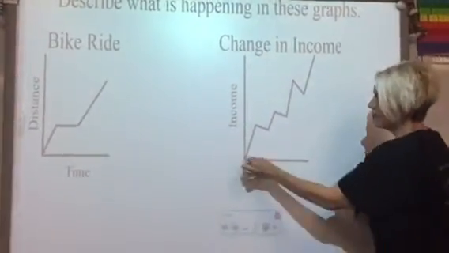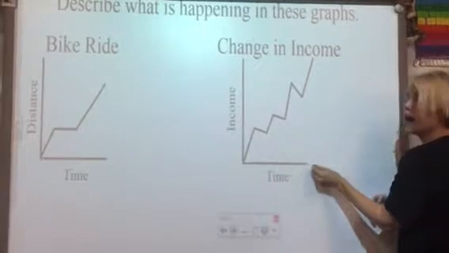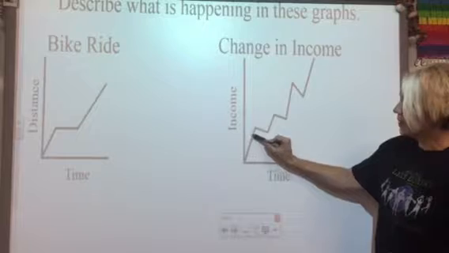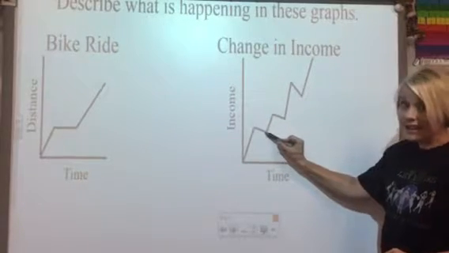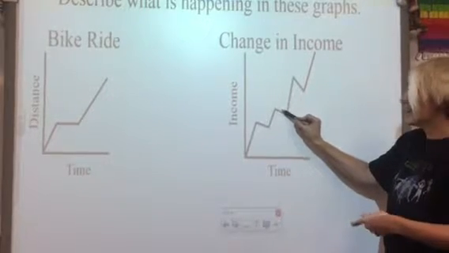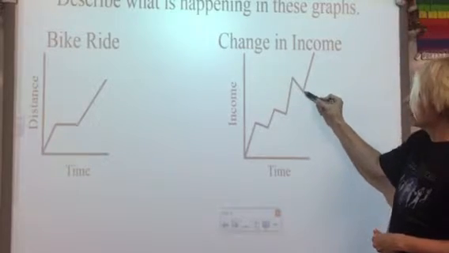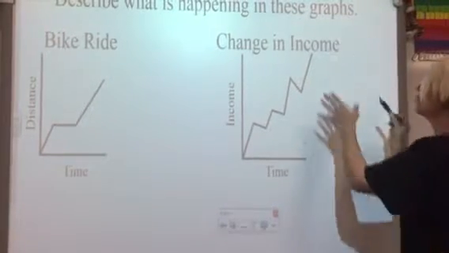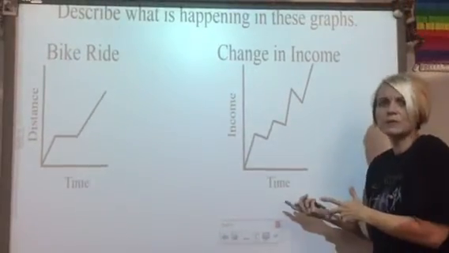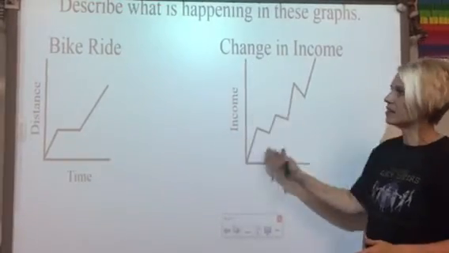Here's change in income. The y-axis is income, so how much money you're making. The x-axis is time, how long you're working. So this particular person started making money, they're making good money, and then they started spending it. Maybe they went shopping. Who knows? Oh, but then they made more money here, and then they went shopping again. And then they made more money here, and then maybe they lost some money, but now they're making money again. So this situation you will describe. You could have different answers from other people because it's your interpretation of the graph, but you really have to look at your x and y axes to know what's going on.